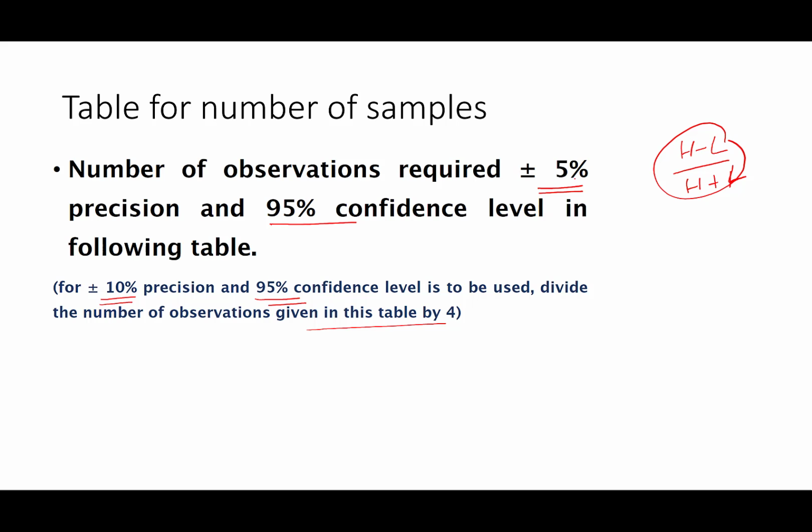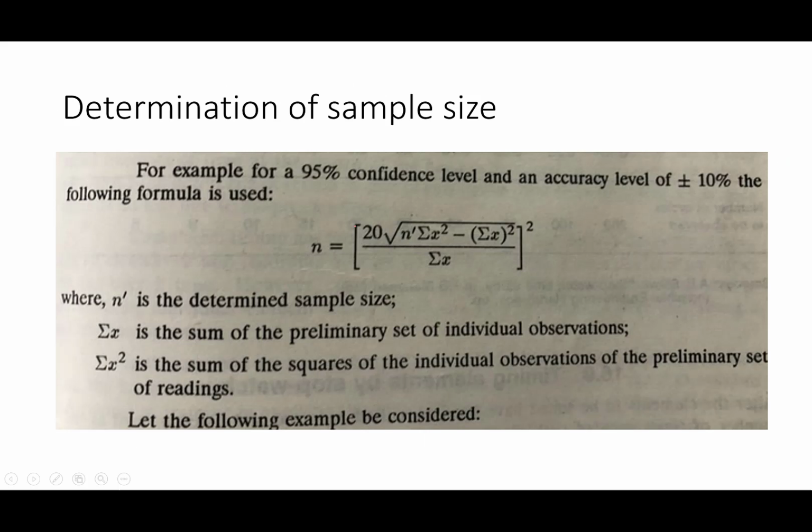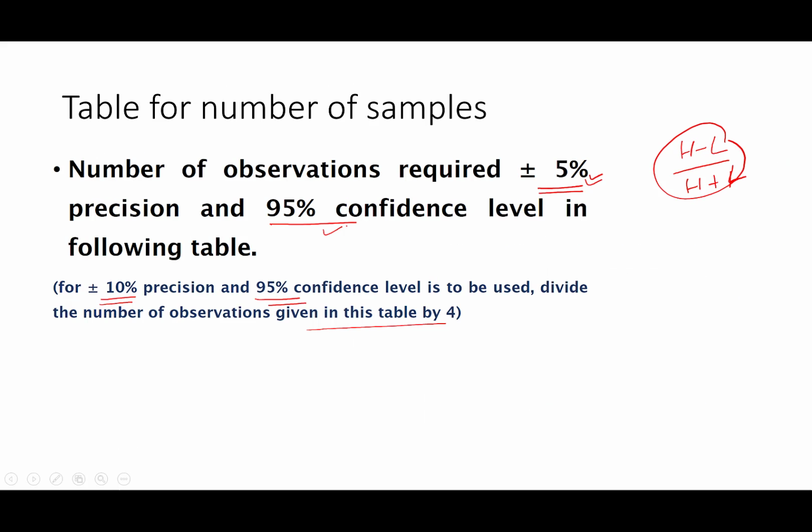Say for 5% accuracy and 95% confidence level, the number of observations is coming to 12. For a given value of (H minus L) divided by (H plus L), if we need 10% accuracy and 95% confidence level, then this will be divided by 4, which will give the number of observations to be taken as say 3.